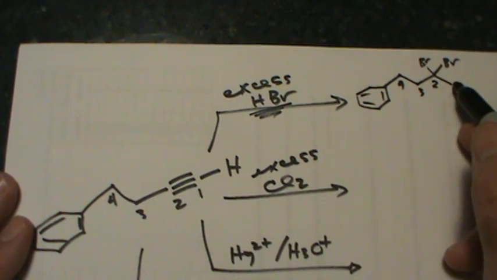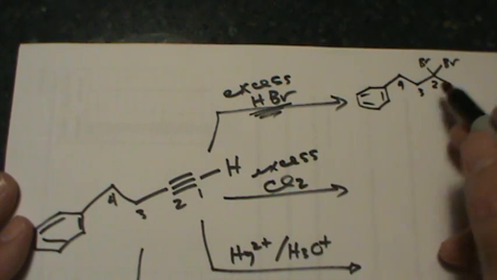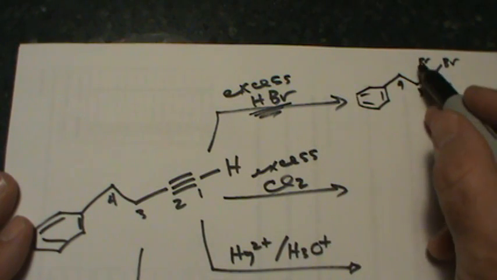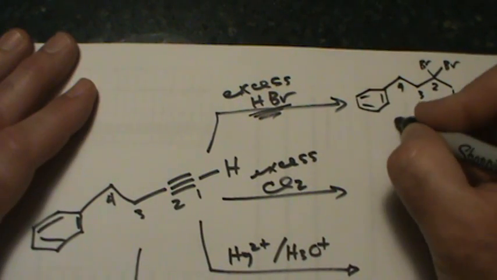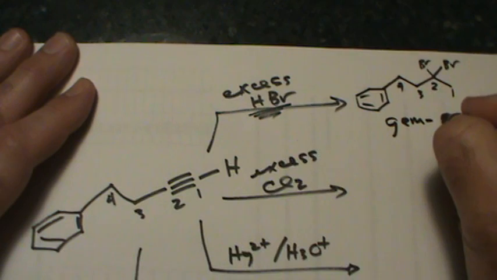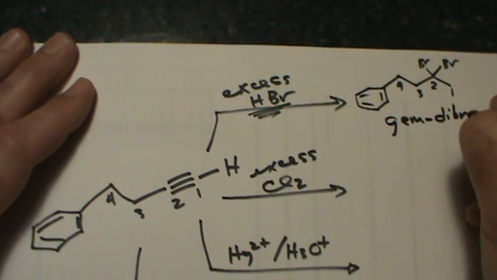Carbon 1 is the carbon that picked up 2 hydrogens, so now it's a methyl group. Carbon 2 is the carbon that picked up 2 bromines. This is my geminal dibromide.